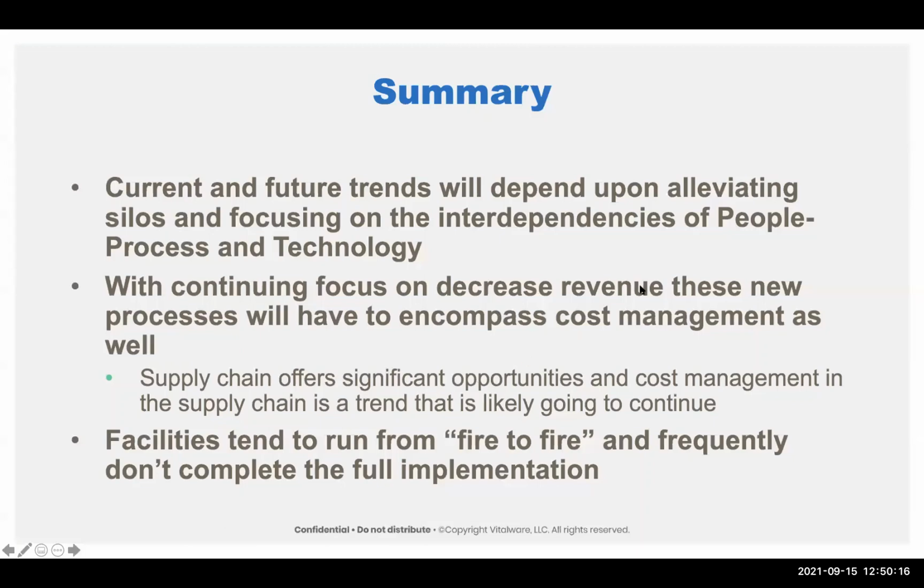So in summary, we're looking at current and future trends, depending on alleviating silos, focusing on the interdependencies of people, process, and technology. And we're looking at continuing focus on decreased revenue. And we have to encompass cost management. While revenue is being pretty well capped, either by fee schedule or payment regime or contract, the cost to provide is well within the scope of the revenue cycle. And that needs to be examined. How much is it going to cost us to provide this?